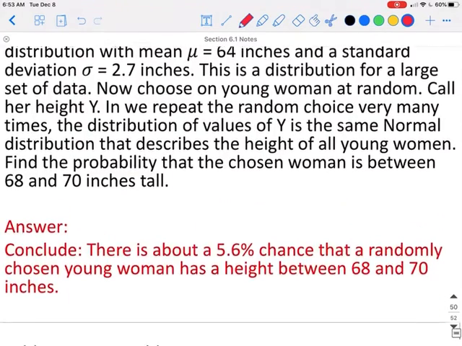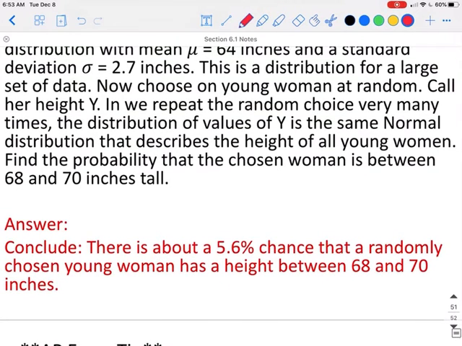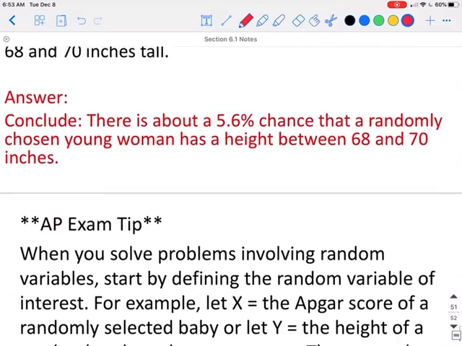So now we need to make our conclusion. We will conclude that there is about a 5.6% chance that a randomly chosen young woman will have a height that is between 68 and 70 inches.